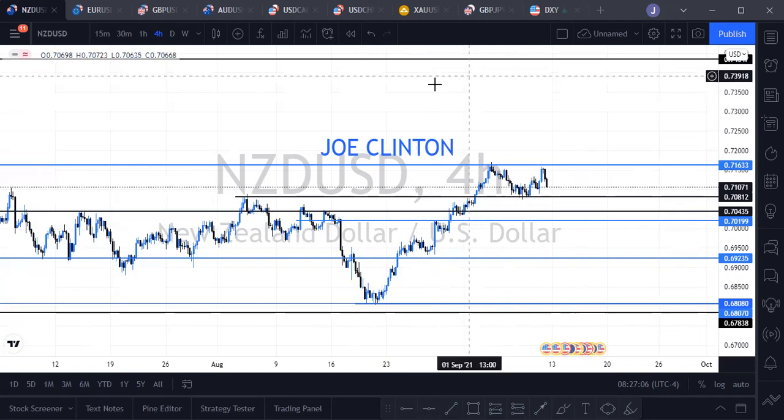on Friday last week, it makes an equal high here. All right, it makes an equal high here. So now it has formed a kind of double top formation. So we have a kind of double top formation here on NZD USD. We have top one, we have top two. So this is it.